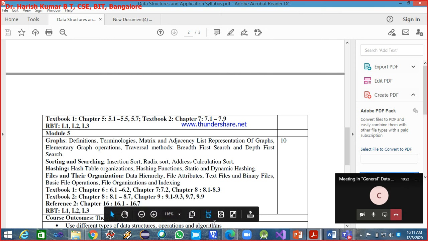Just keep checking the group, the CSC data structures 3C group. I'll put the message there, and I'll inform the timings and all.